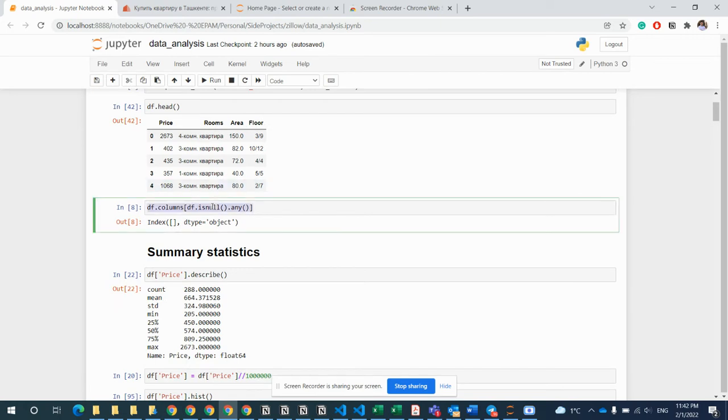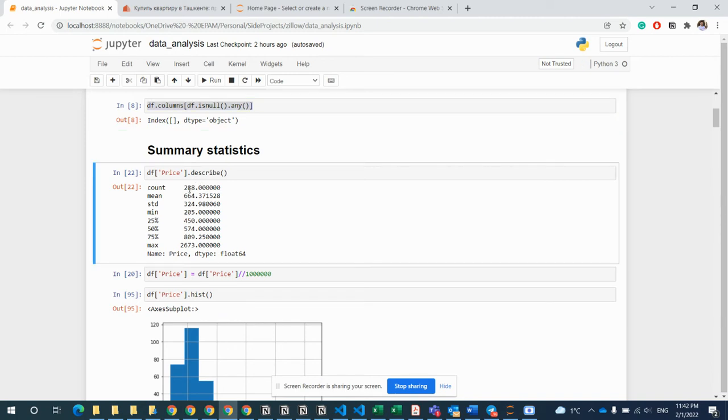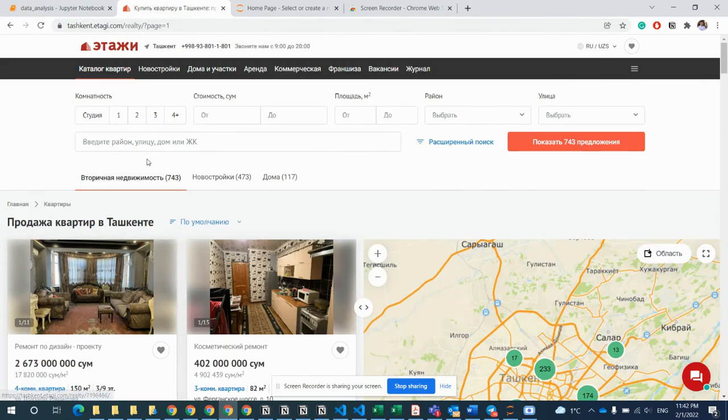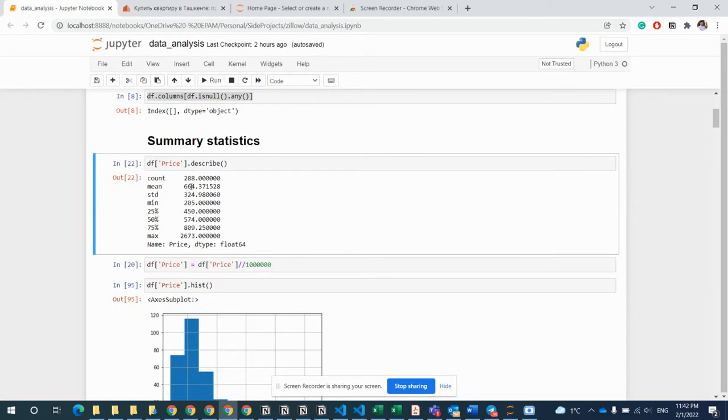There are no null values so far. If I just see the summary statistics, I can see there are 288 apartments I have so far. But actually, in this website, there are more apartments. I don't know why I didn't get all of them. I will try later. And the average price.